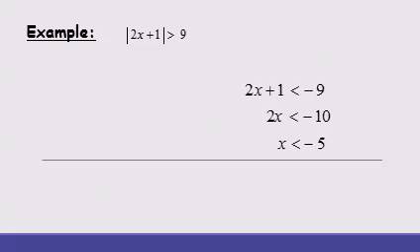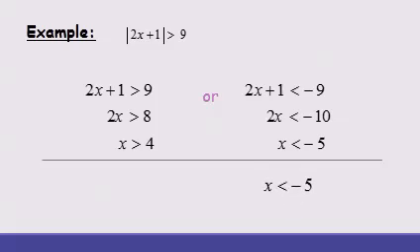Let us take an example. Absolute of 2x plus 1 is greater than 9. Then I solve this. 2x plus 1 greater than 9, or 2x plus 1 is less than minus 9. You can use the number line anyway. So it's x greater than 4 or x is less than minus 5.